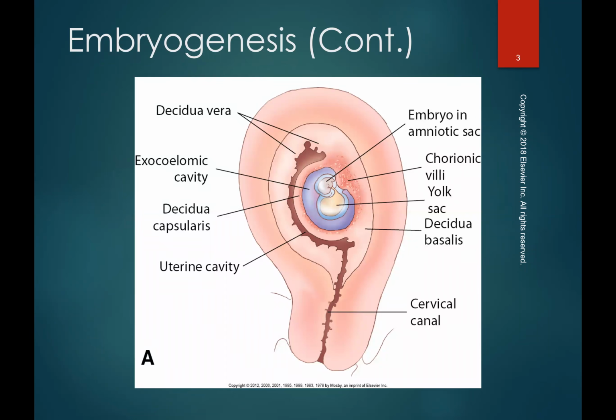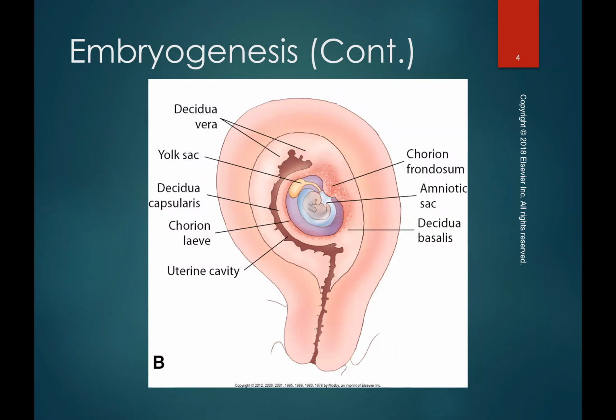This is kind of what we're talking about here. The cervical canal, the embryo is implanted into the endometrial cavity, and the decidua vera is every place that is not exactly where the embryo is implanted. The decidua basalis is the maternal side, and the decidua capsularis is more of the embryo side.